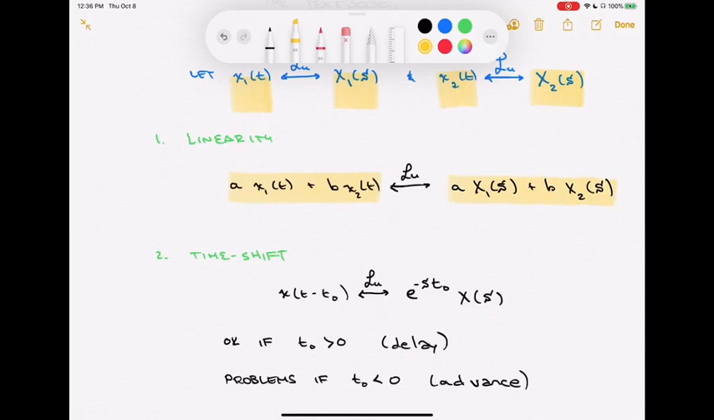So a x1 of t plus b x2 of t has a Laplace transform that is a cap X1 of s plus b cap X2 of s. So same combination in both time and transform domain. These are very easy to prove. That particular one is. How could you prove it?